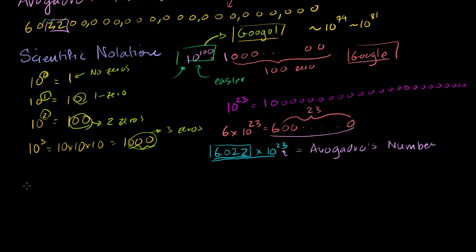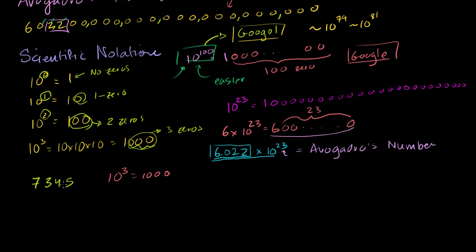So let's say I have the number 7,345, and I wanted to write it in scientific notation. So how can I represent 1,000? Well, I wrote it over here. 10 to the third is 1,000. So we know that 10 to the third is equal to 1,000. That's essentially the largest power of 10 that I can fit into this.